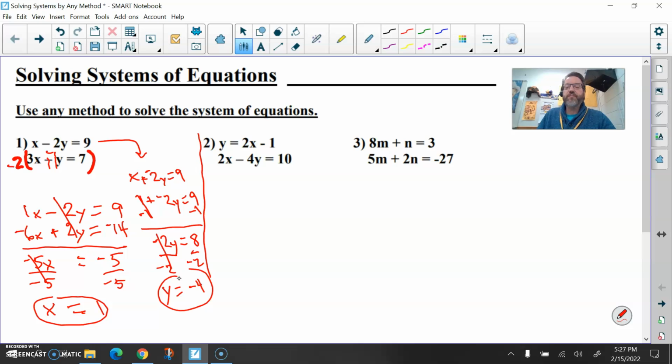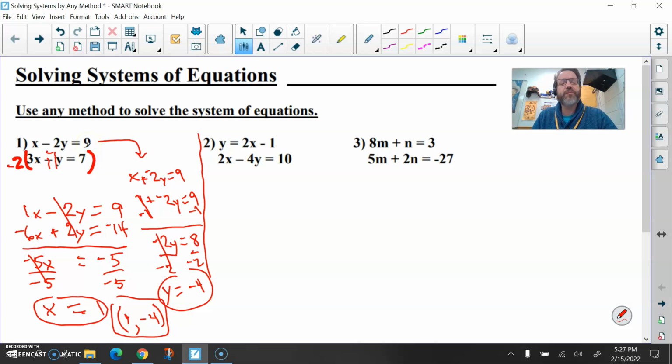Okay, so I'm going to write my answer as an ordered pair. I put 1 first. I put negative 4 second in my ordered pair. That's my solution to this system. If you put 1 in for x, you put negative 4 in for y, you'll get a true statement in both of these equations. You could try, like 2 times negative 4 is negative 8. 1 minus negative 8 means 1 plus positive 8, which does equal 9.